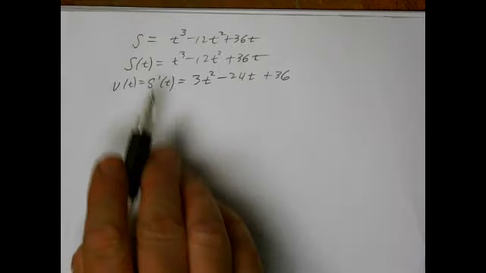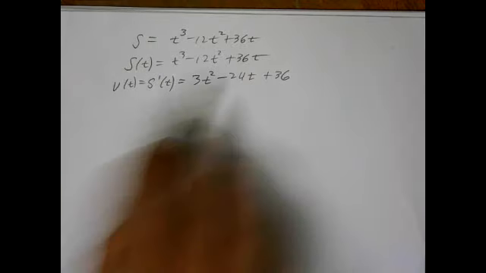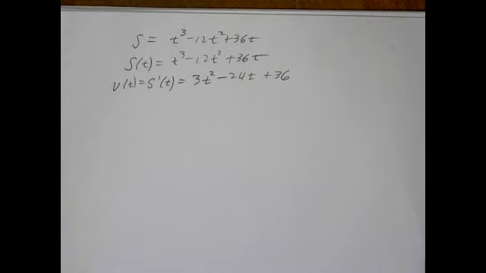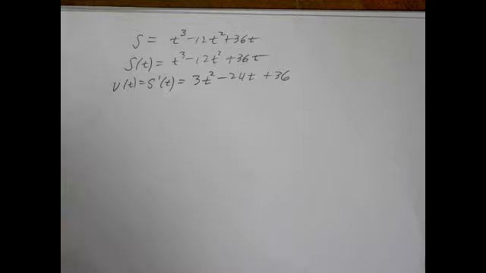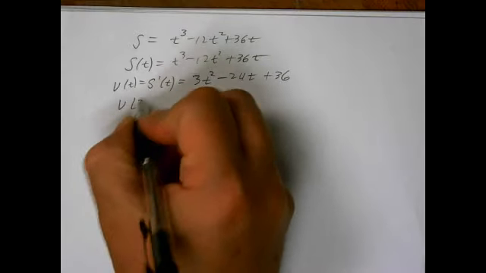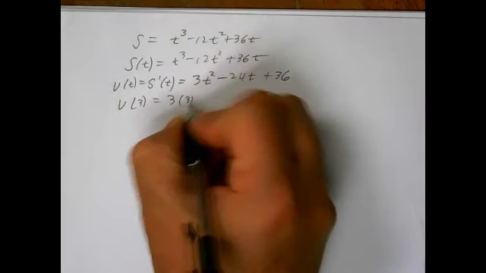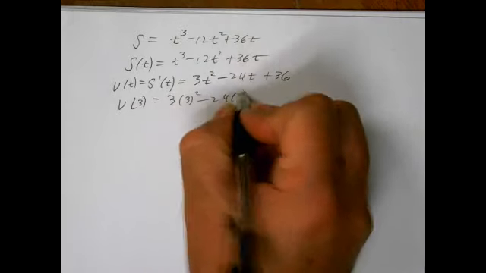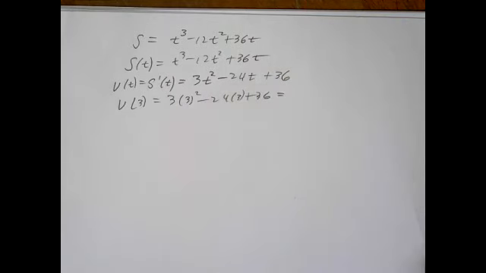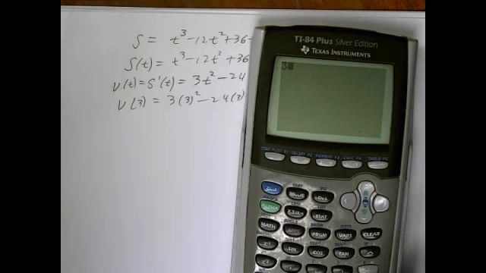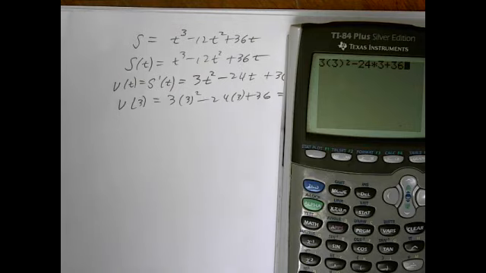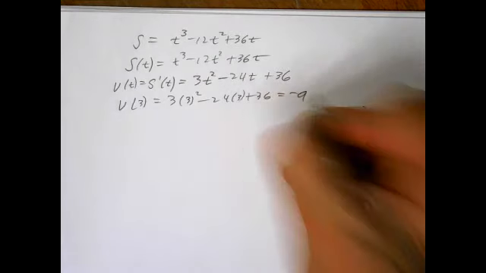So the first derivative of position is velocity. And what this will allow me to do is find the velocity at any time. If they were, for example, to say, what's the velocity at time 3 seconds, then v of 3 would be 3 times 3 squared minus 24 times 3 plus 36. And that's going to be 3 times the 3 squared minus 24 times 3 plus 36, and it is -9.